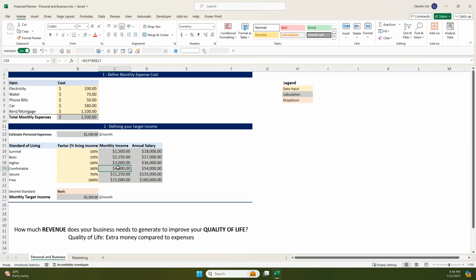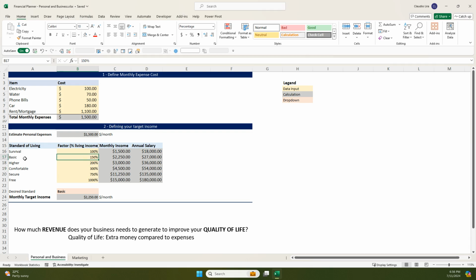I also wanted to point out here that how you call the standard of living and the percentage that you give is not important. This is just an arbitrary level setup that I built based on some reading that I did and then coming up with these factors. This is really not important.